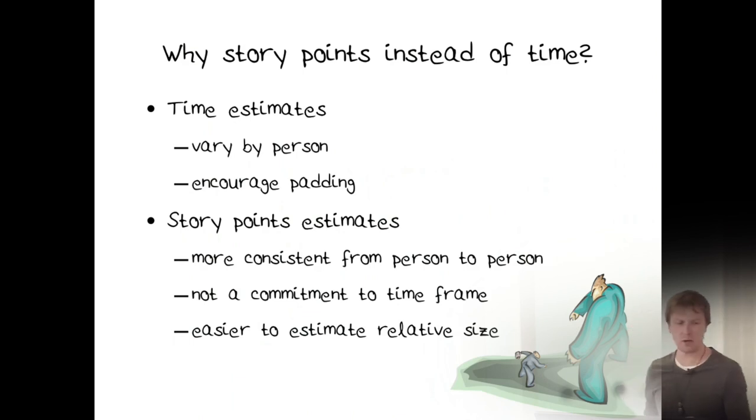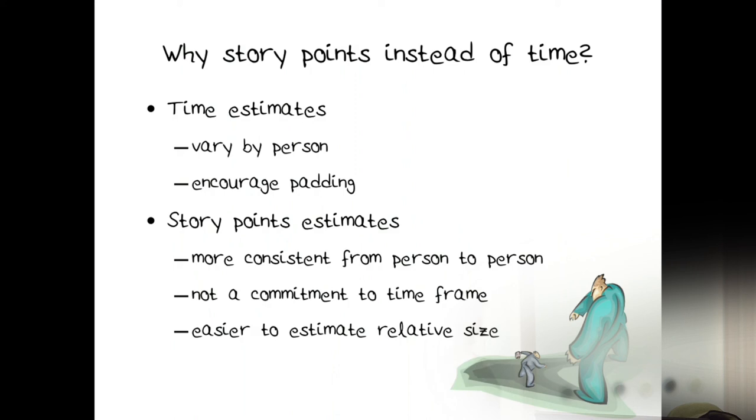So why are we using story points instead of time? It's because time estimates tend to vary much more by person. And time estimates encourage padding, that you add a little bit of buffer. Because you feel that if I'm going to do this, I think it's probably 5 hours, but I don't know, let me put in 8, just to be sure. And you have padding all over the place that just accumulates. And so you don't have an accurate estimate of how long it's going to take at all.